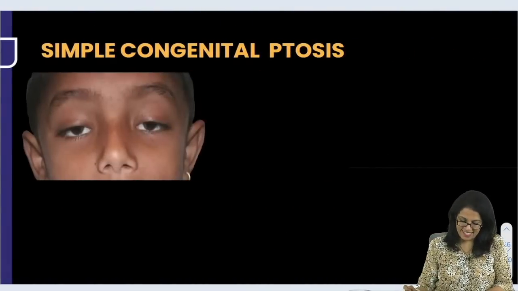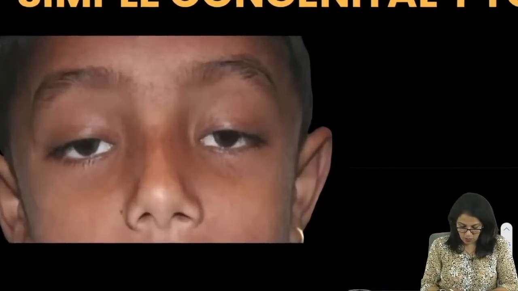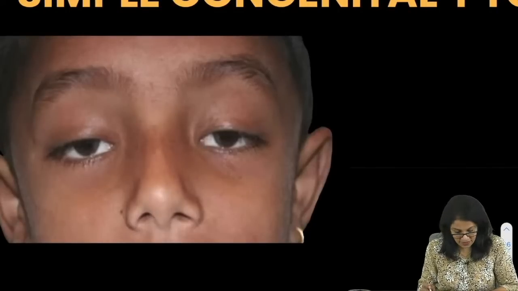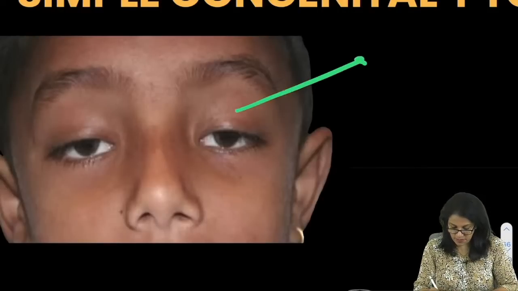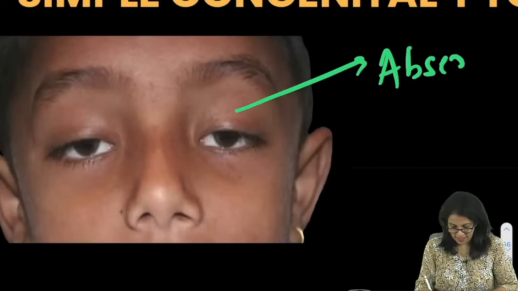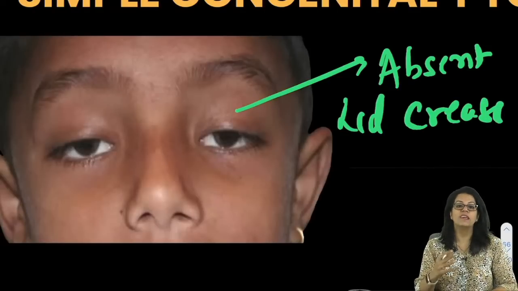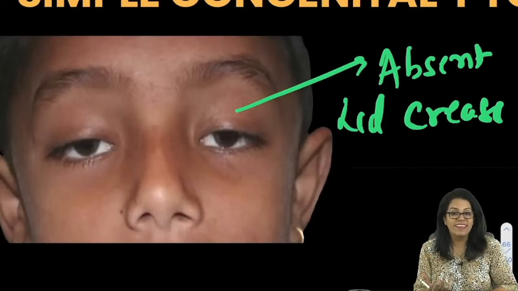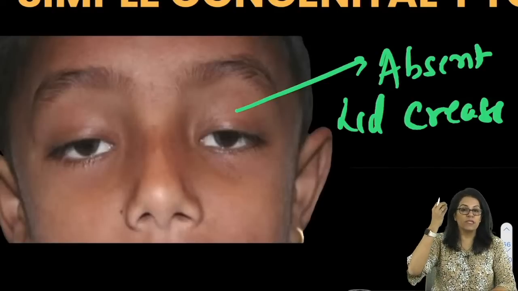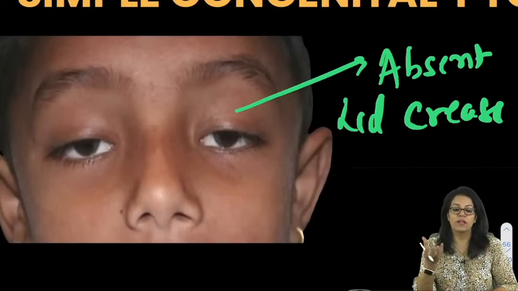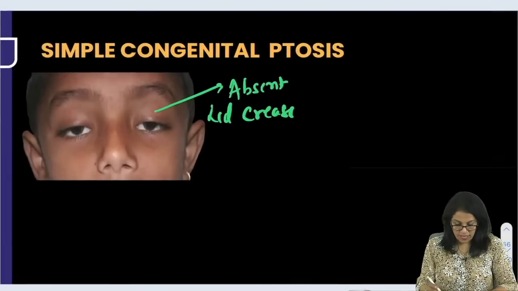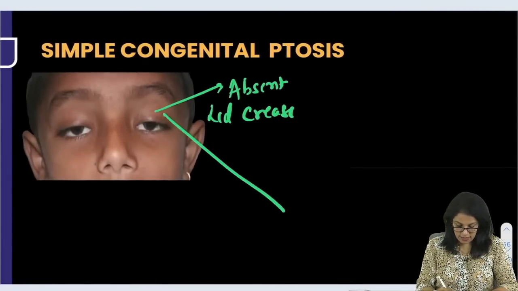What is this? It's already written. Now what I want you all to revise here, while we say it is a simple congenital ptosis, can you see there is absent lid crease? Why is there an absent lid crease? Very easy reason. LPS is not formed properly. It is the LPS attachment to the skin which forms the crease, so I don't get a crease. Okay? And what else?